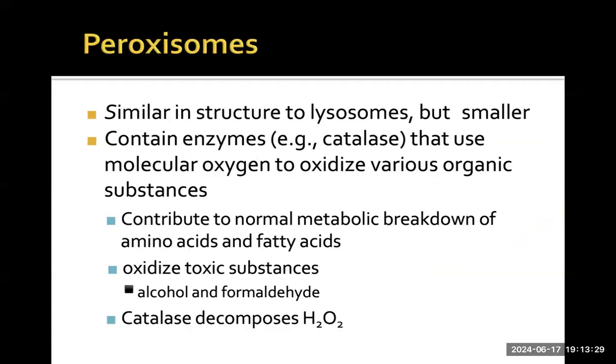Peroxisomes, so similar in structure to lysosomes, but they're going to be a little bit smaller. These ones are going to contain enzymes that are going to use molecular oxygen to oxidize different types of organic substances. So they're going to help contribute to normal metabolic breakdown of things like proteins and fats, oxidize toxic substances like alcohol or formaldehyde, and then also catalyze and decompose hydrogen peroxide.